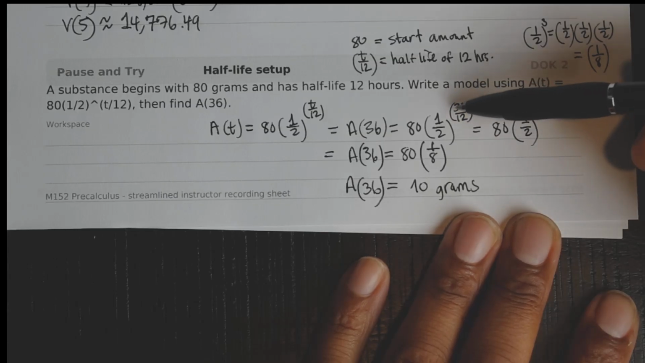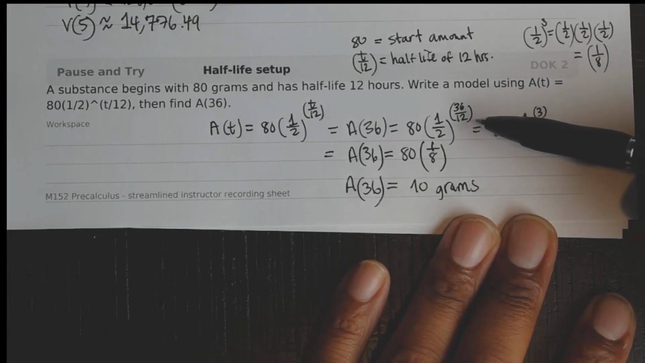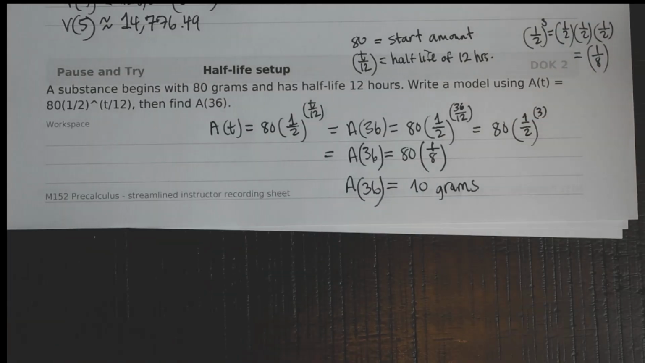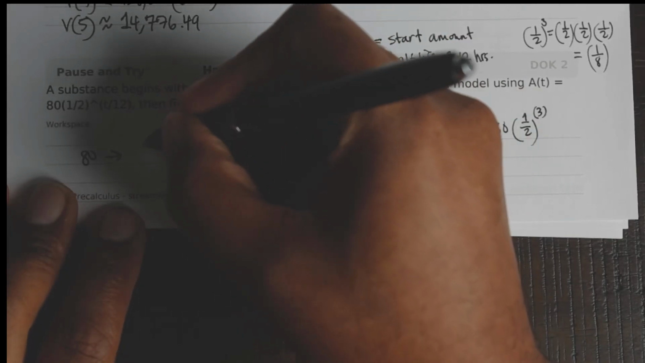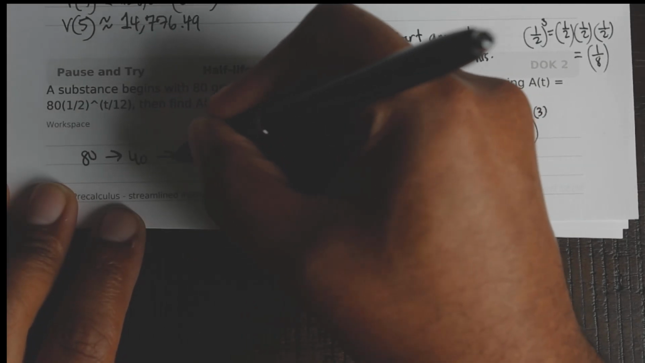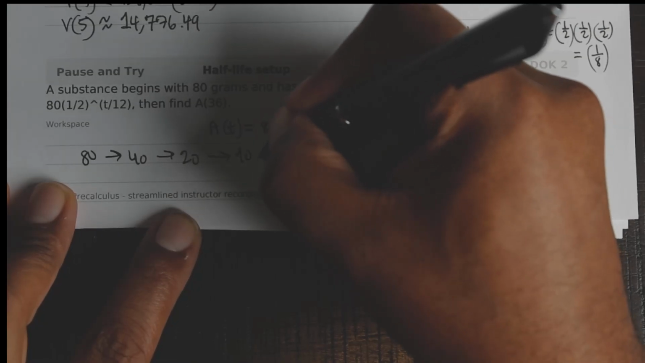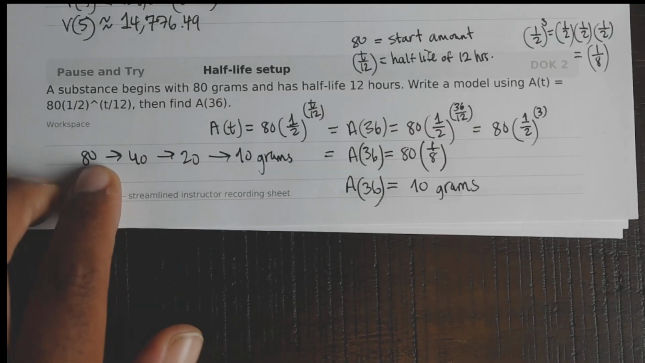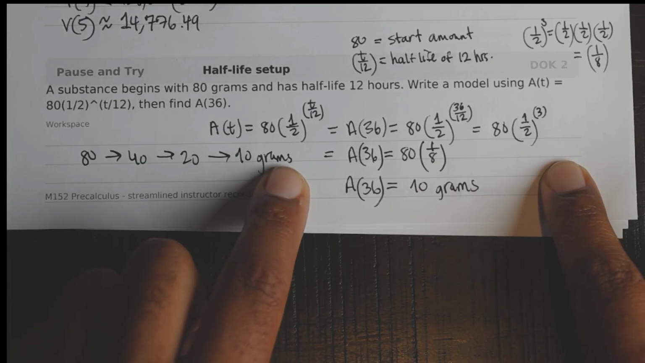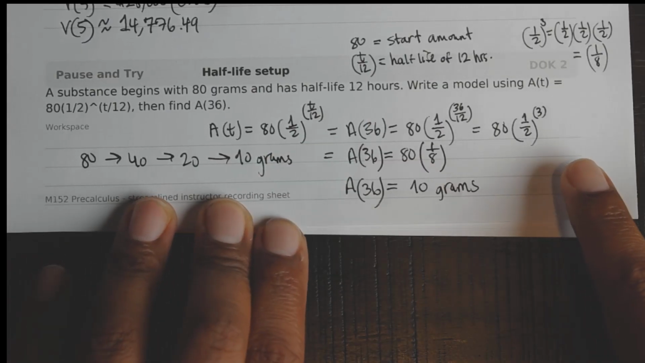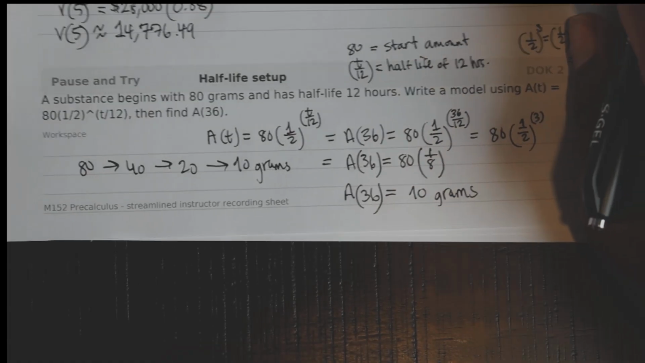36 hours is 3 half-lives, right? Okay, because a half-life would be 12. So a half of a half of a half. So it'll go from 80 to 40 to 20, and then to 10 grams, which is how we got that, right? Because half of 80 is 40, half of 40 is 20, half of 20 is 10, and then you can guess in another 12 more hours, it's going to be where? 5, right? 5 grams. Okay, let's continue.